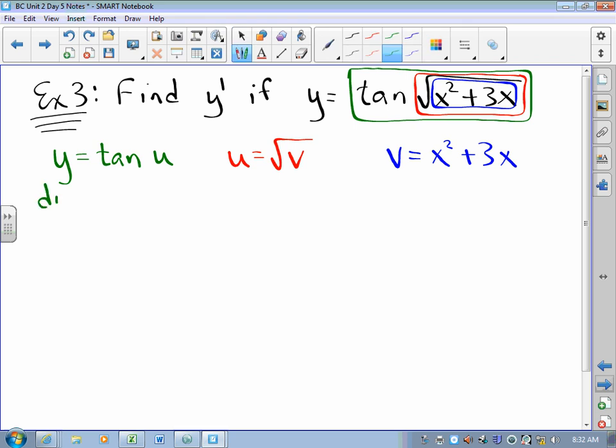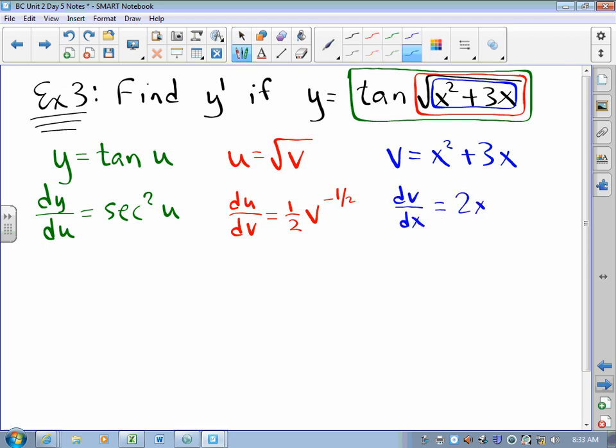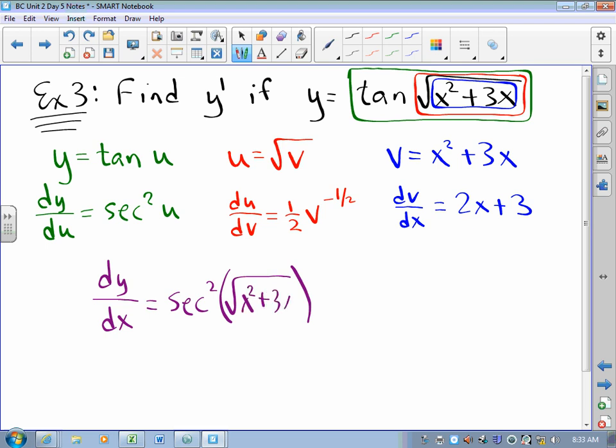So what have I got? I've got that the derivative of y with respect to u is secant squared of u. I've got that the derivative of u with respect to v is 1/2 v to the negative 1/2. And I've got that the derivative of v with respect to x is 2x plus 3. So when I go to put it all together, the derivative of y with respect to x is secant squared of u. Now I'm not going to write u. I'm going to write what u is. U is the square root of v, but I'm not going to write v. I'm going to write what v is, times the derivative of u with respect to v, and that's 1/2 v to the negative 1/2, but I'm not going to write v, I'm going to write v times 2x plus 3.